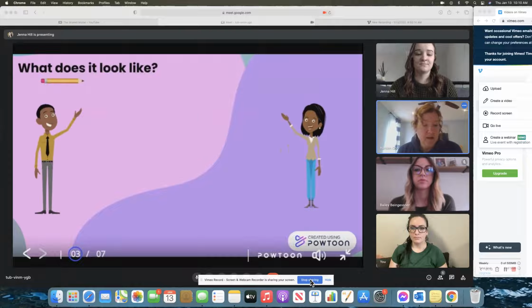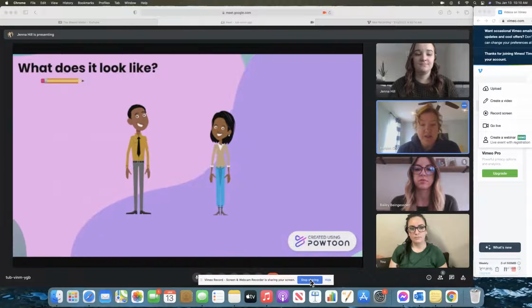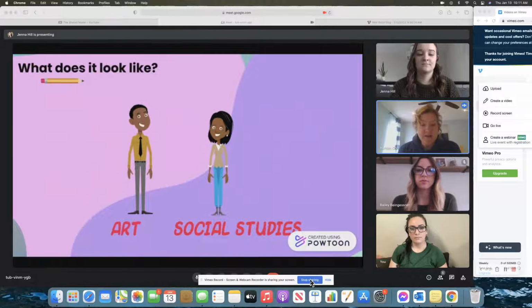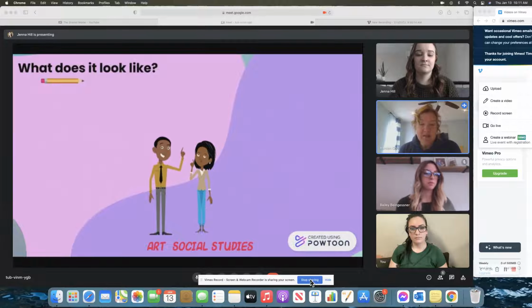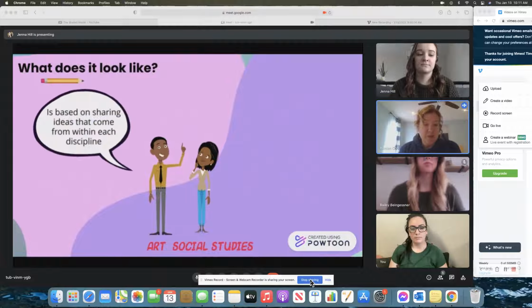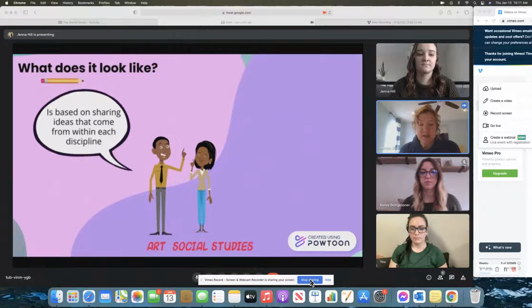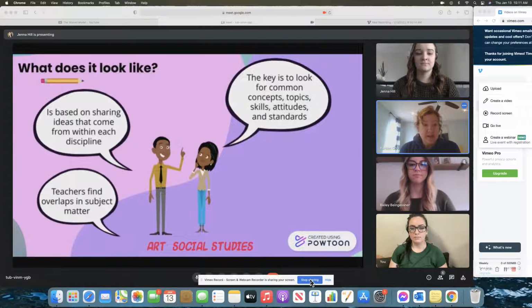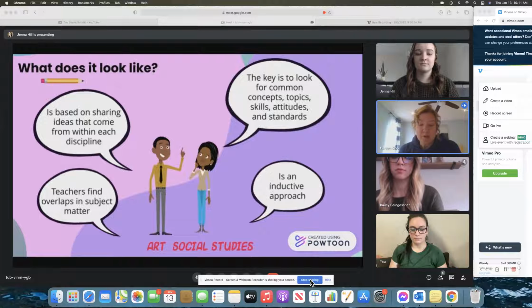So what does it look like? In the shared model, cross-subject teachers partner to plan an in-depth unit of study. For example, let's take art and social studies. The teachers will begin by having a conversation about what they each teach in a selected unit of study. The shared model is based on sharing ideas that come from within each discipline. The key is to look for common concepts, topics, skills, attitudes, and standards. Teachers find overlaps in subject matter. The shared model is an inductive approach because the concepts result from shared elements rather than the introduction of a theme from the outside.